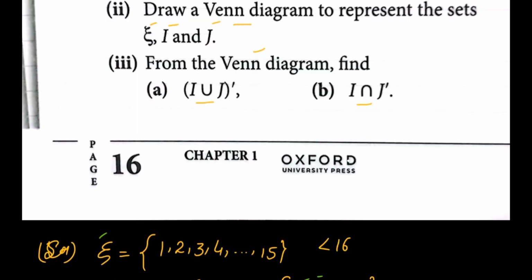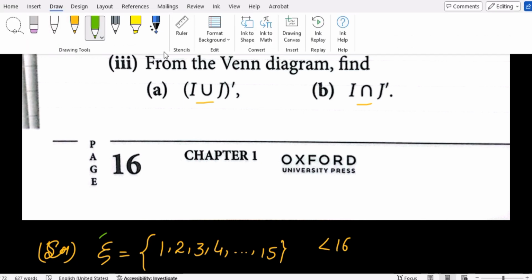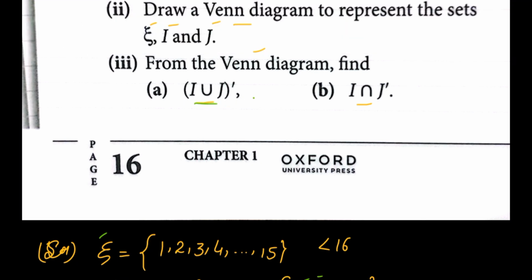Okay. Next we solve the third part. In the third part we have to find complement of I union j and I intersection j complement by using the Venn diagram. Firstly we discuss part a. In part a we need to find the complement of I union j.